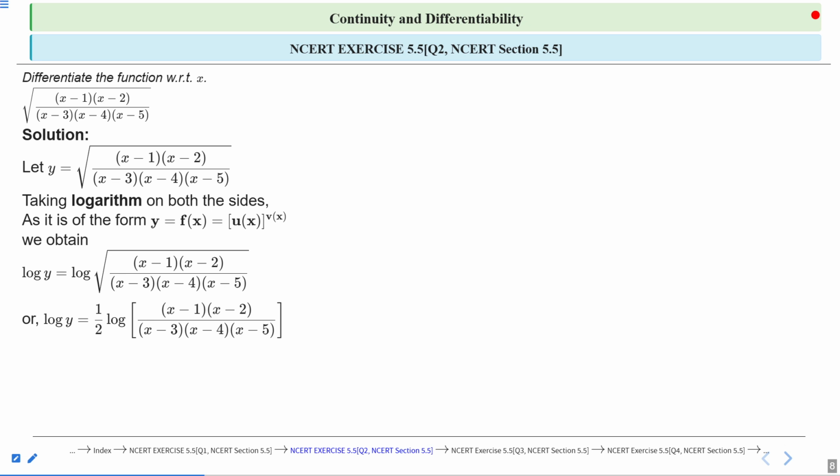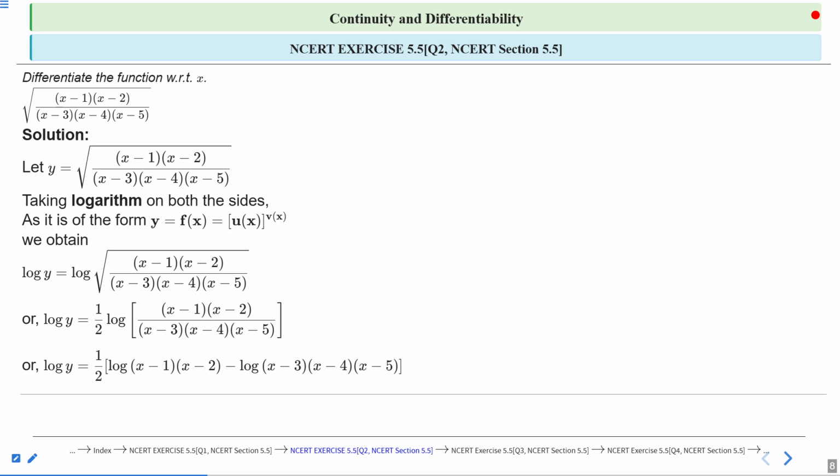So log y will be equal to 1 by 2 log of (x minus 1) into (x minus 2) upon (x minus 3) into (x minus 4) into (x minus 5), right? Or log y will be equal to 1 by 2 [log (x minus 1) plus log (x minus 2) minus log (x minus 3) minus log (x minus 4) minus log (x minus 5)], okay?